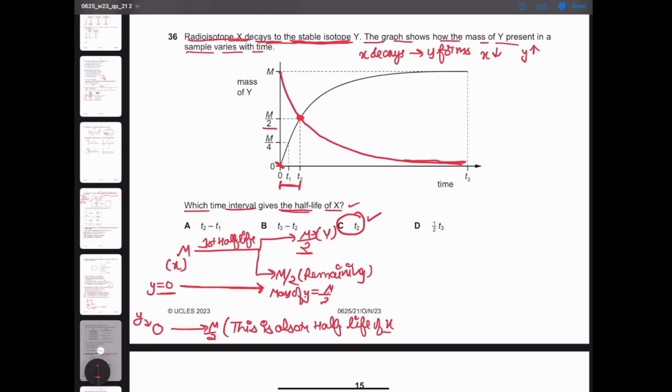I've given you both the solutions. All right. M is converting to M by 2 at what time? It is converting at T2 time. So this is also one way you can solve this question. I've given you both the solutions. All right. Now, next question.